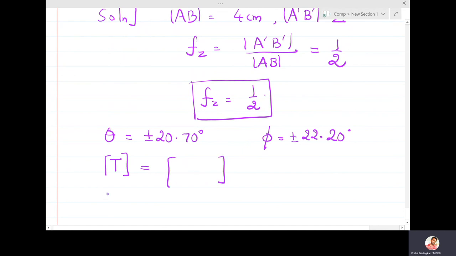And how many such projections will you get? You will get 4 such dimetric projections.